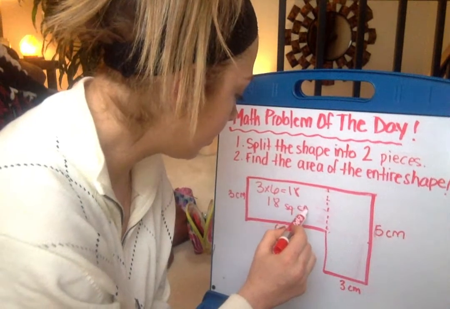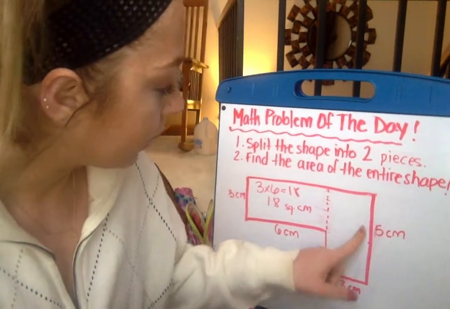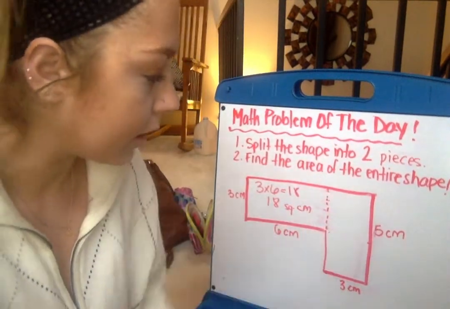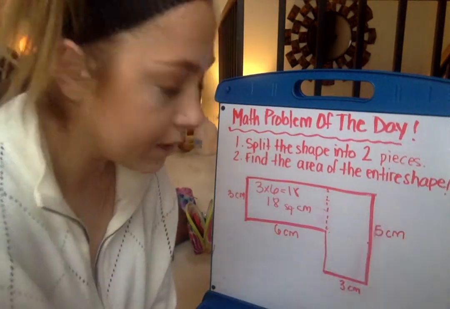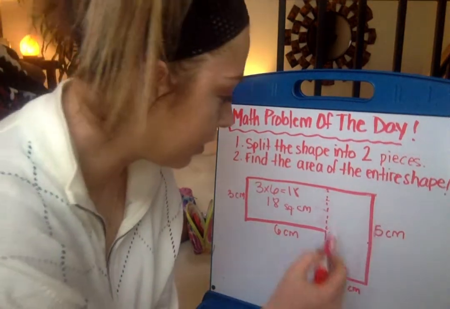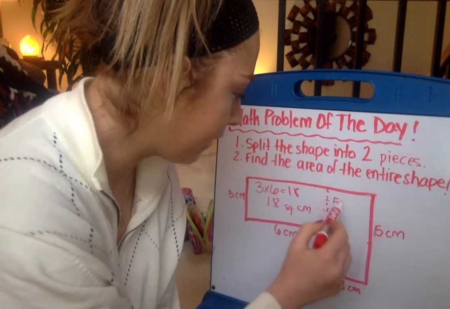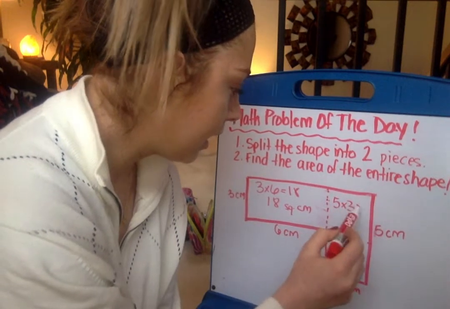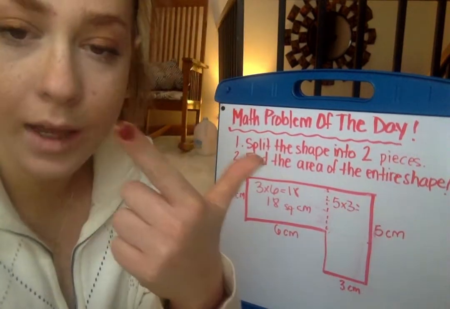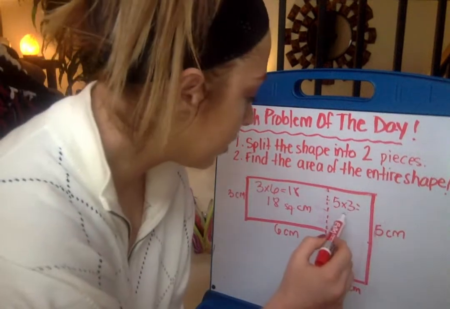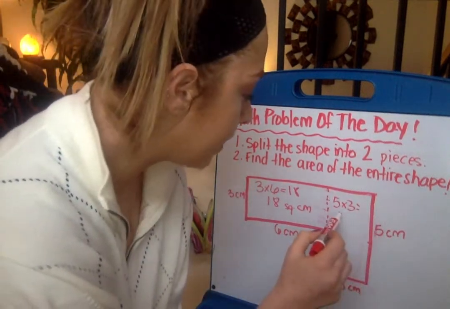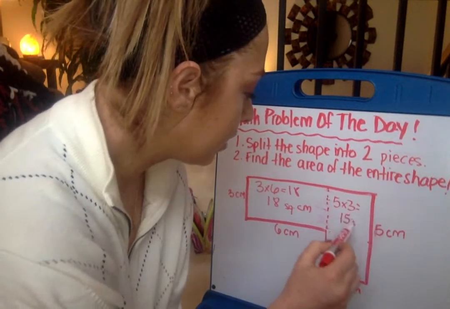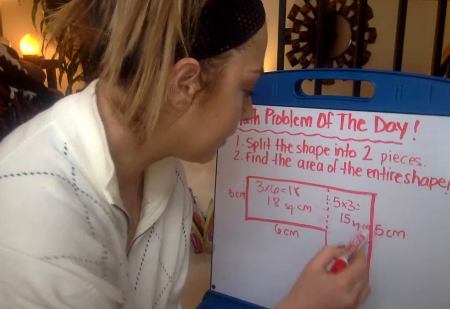And then we're going to go over here and look at this rectangular shape right here. My length of this rectangle is 5 and my width is 3, so I'm going to multiply 5 times 3. And if you skip count by 5s, you know that's 5, 10, 15. The answer for the area of this shape is 15 square centimeters.